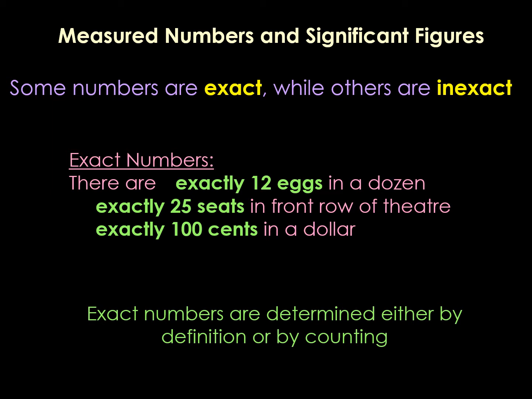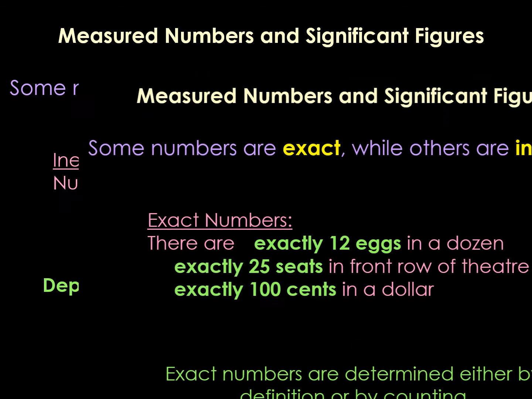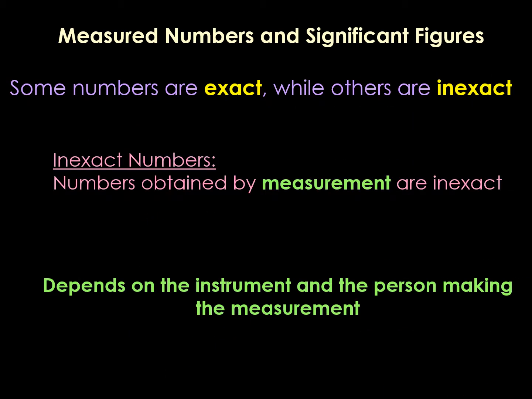So with significant figures and measured numbers, we have both exact values, which we're used to dealing with. For instance, a dozen is 12 eggs, $1 is 100 cents, 1 inch is 2.54 centimeters. Those are exact conversions. 1 foot is 12 inches. But the majority of the time, what you'll be doing in the lab is measuring inexact numbers, and that's because of measurements that you take.